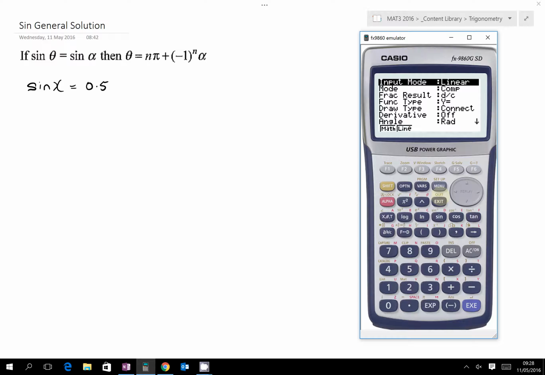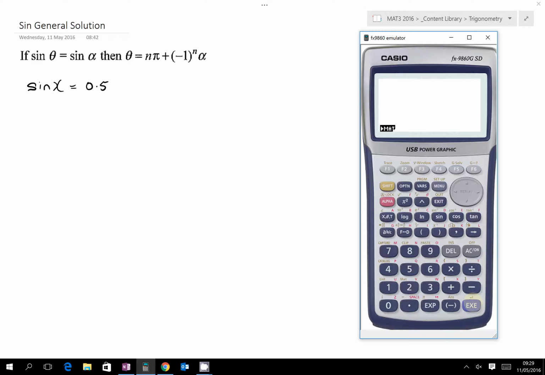Make sure your angle is in radians. That's this part right here I'm talking about. Make sure it's in radians, not in degrees. If it's in degrees, you're going to start getting some really messed up answers. So this is the part I'm talking about. Make sure it's in radians. Once it's in radians, just exit and go back to the original place.